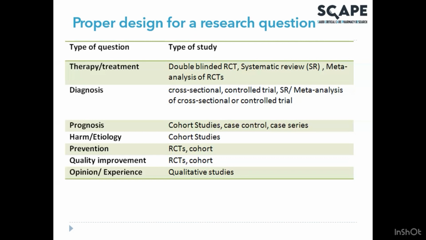If you are studying a prognosis of some disease, then the cohort studies that have follow-up for some time are the most appropriate. Case control if the disease is very rare. Case series if you have very few cases or observations of the same disease. If you are studying harm or etiology, same as prognosis, the cohort studies are the best.